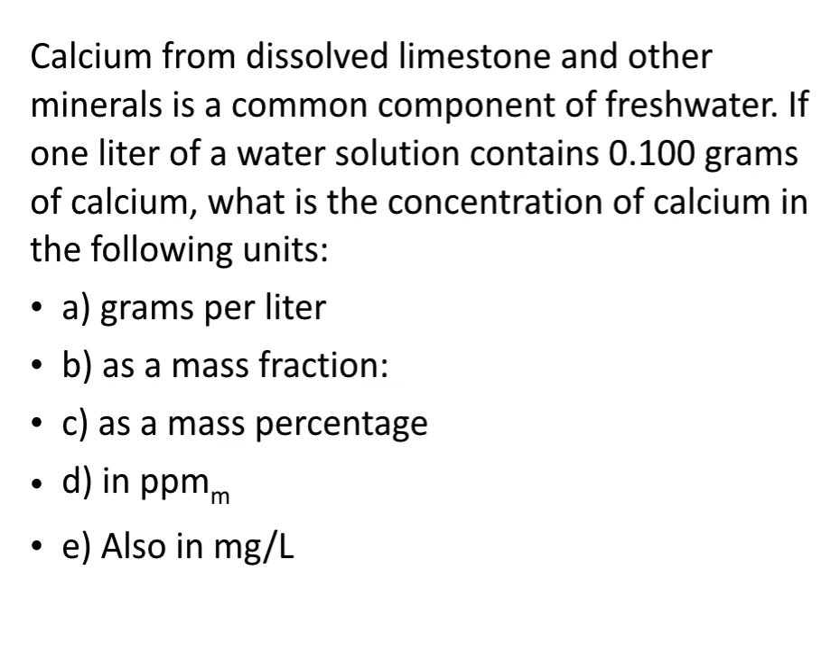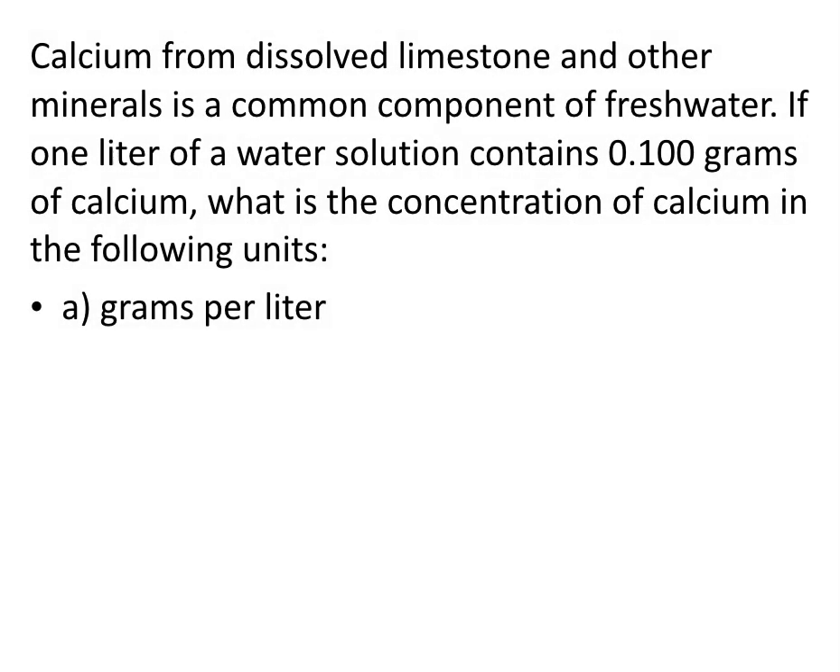Let's start first by finding the concentration of calcium in grams per liter of water. So we're given that we have 0.1 grams of calcium, and we're told that that's in 1 liter. So the value is pretty simple. 0.1 gram of calcium, the dissolved form of the calcium is Ca plus 2, per liter of water.